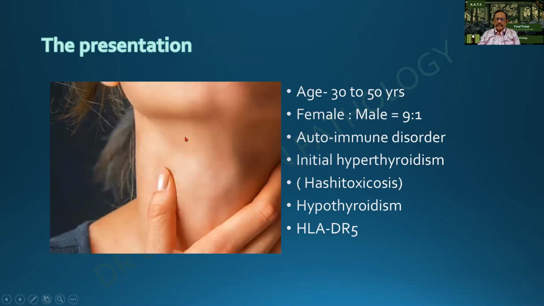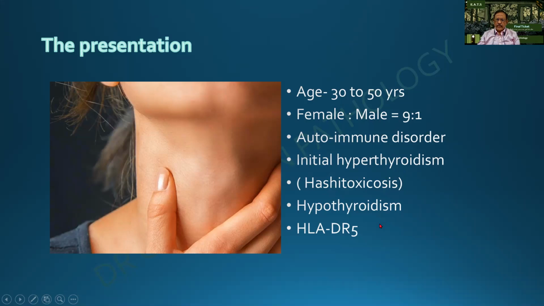The presentation. Commonly, it occurs in females around 40 years. 30 to 50 years is the range that is given. More common in females, 9:1 is the ratio. It is an autoimmune disorder, and initially the patient can present with hyperthyroidism, which is otherwise called hashitoxicosis. But later on, it results in hypothyroidism.